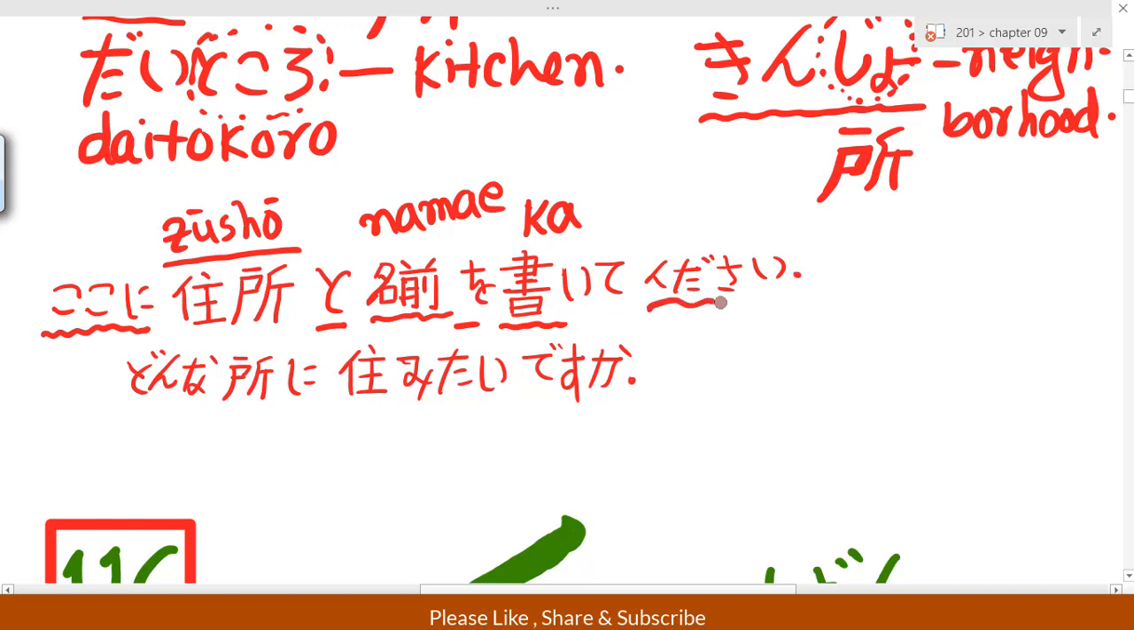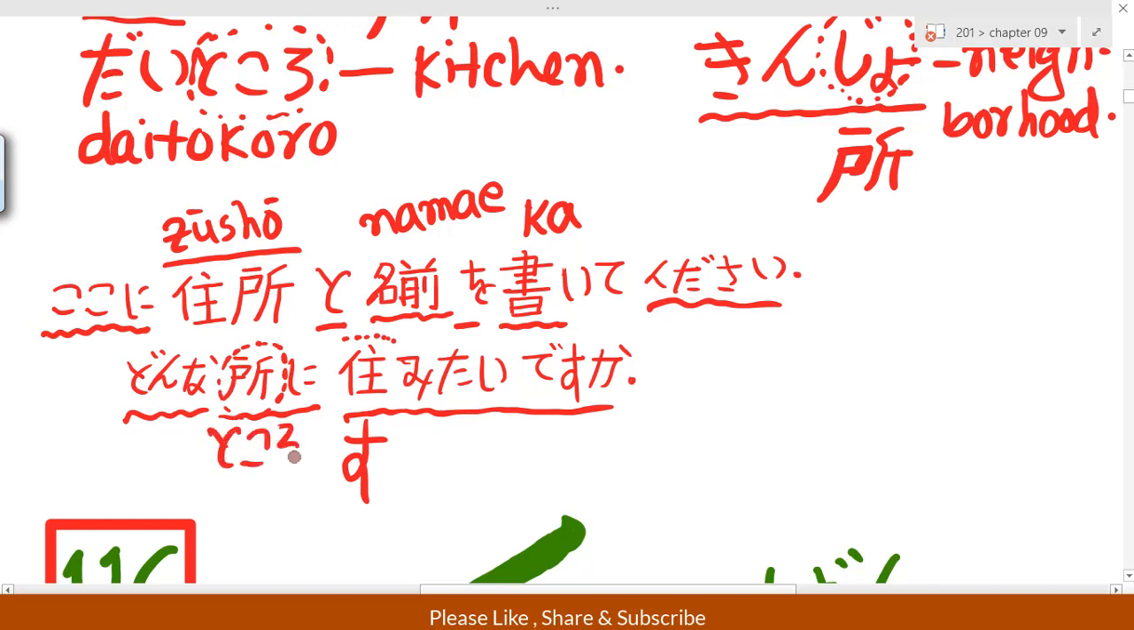Kaite kudasai. Donna tokoro ni sumitai desu ka? We already know this one is su. Tokoro. Donna tokoro ni sumitai desu ka?